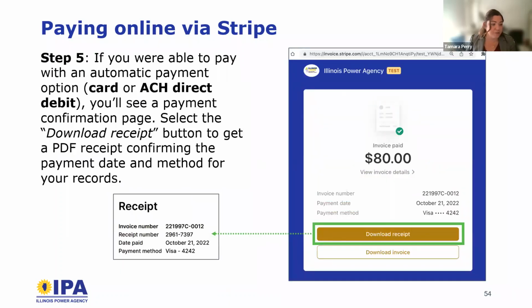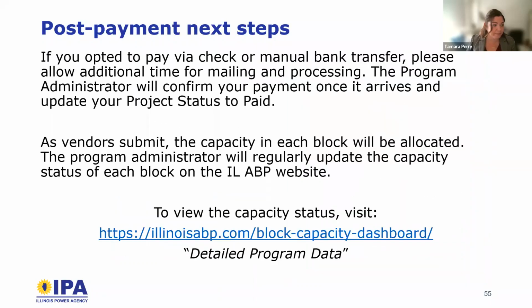Okay. If you do credit card or ACH direct debit, you will see a payment confirmation page that looks like this. And you can, at this page, select a download receipt button to get a PDF receipt of your payment. Next slide. So if you opted to pay via check or manual bank transfer, as we mentioned previously, you can allow for a little bit of additional time for mailing and processing. For all of the different types of payments, the PA is going to update the batch status in the program platform. You'll see payment pending to paid.